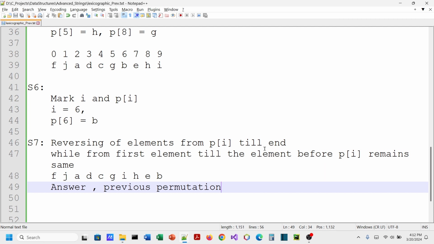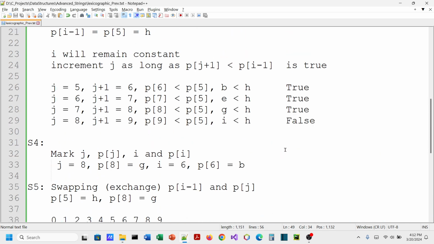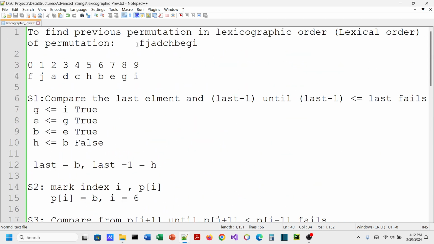I hope you understood this concept. That means you got how to carry out, or how to find, a previous permutation from the permutation that is given to you, which is essentially a permutation of characters A to I.